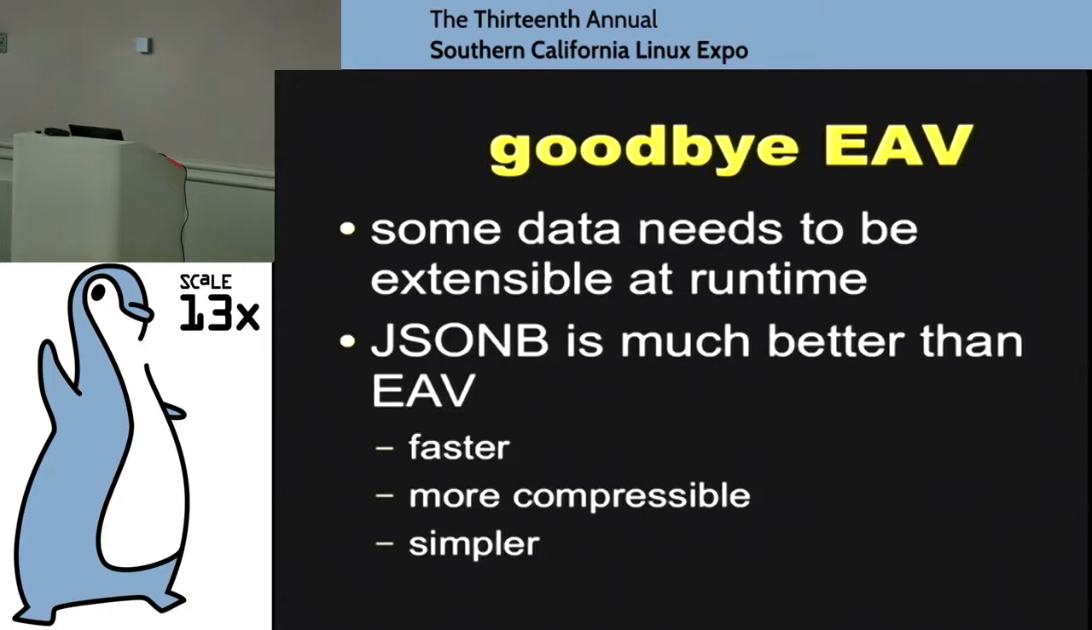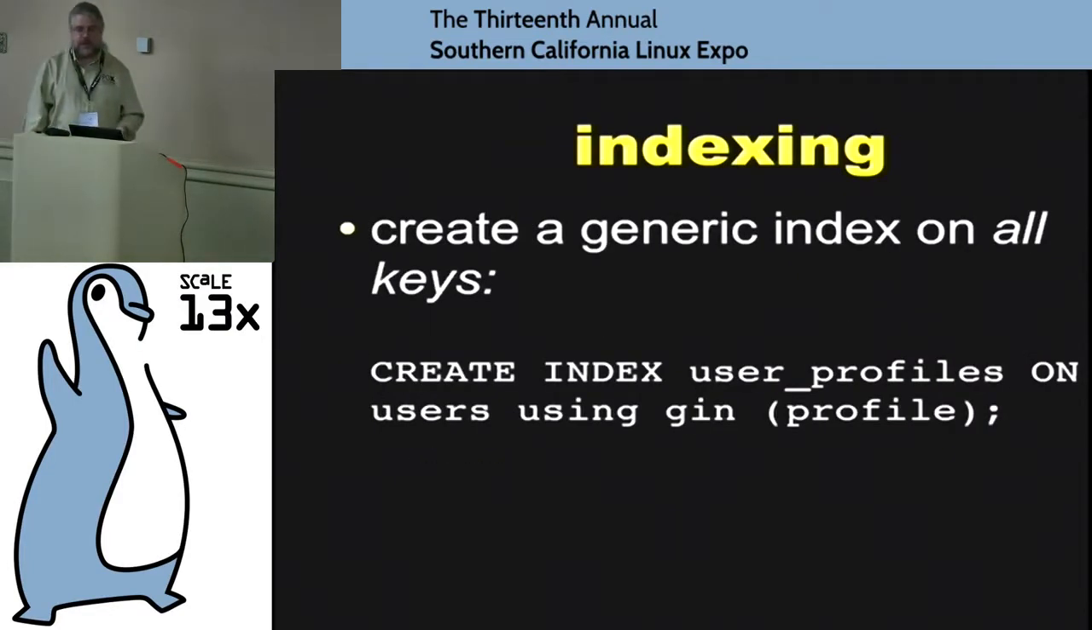You can also use HStore if it's relatively flat, but JSONB has the advantage of having 4 primitive types and allowing you to actually store nested data. So these are all of the reasons why we're excited about JSONB.